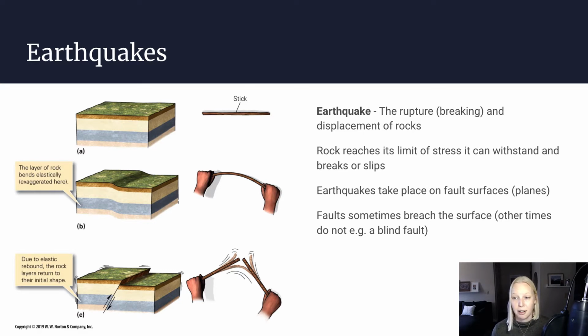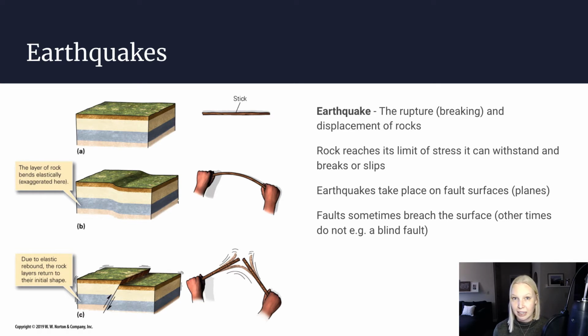Earthquakes take place on fault surfaces or fault planes. We usually think of faults as being planar features. They can also be curviplanar, but just for the sake of talking about faults, we're going to talk about them as though they are planar features. As illustrated in this image, you can see that this fault here is illustrated as a planar feature running through this block of rock.